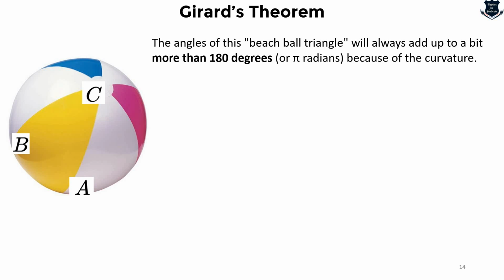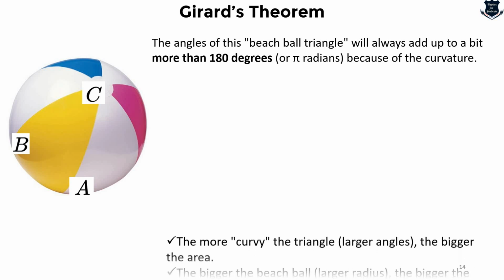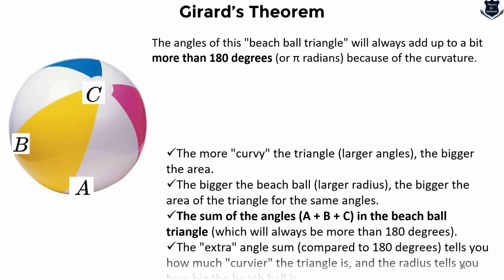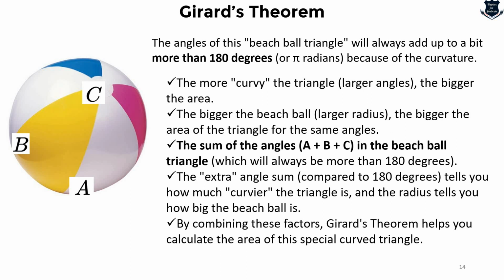Now what Girard's theorem actually tells you is a way to find the area of the triangle on the beach ball. The more curvy the triangle, that means the larger the angles, the bigger the area. The bigger the beach ball, that means the larger the radius, the bigger the area of the sum of the triangle.